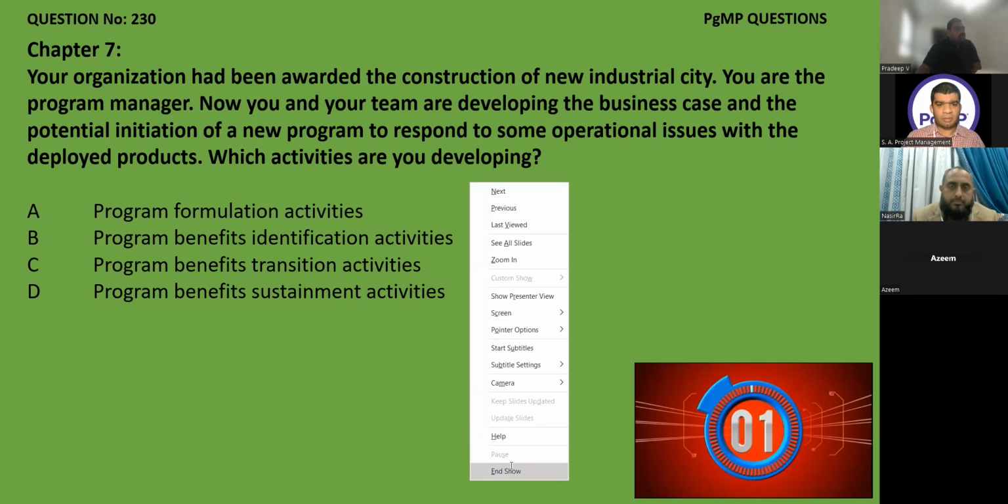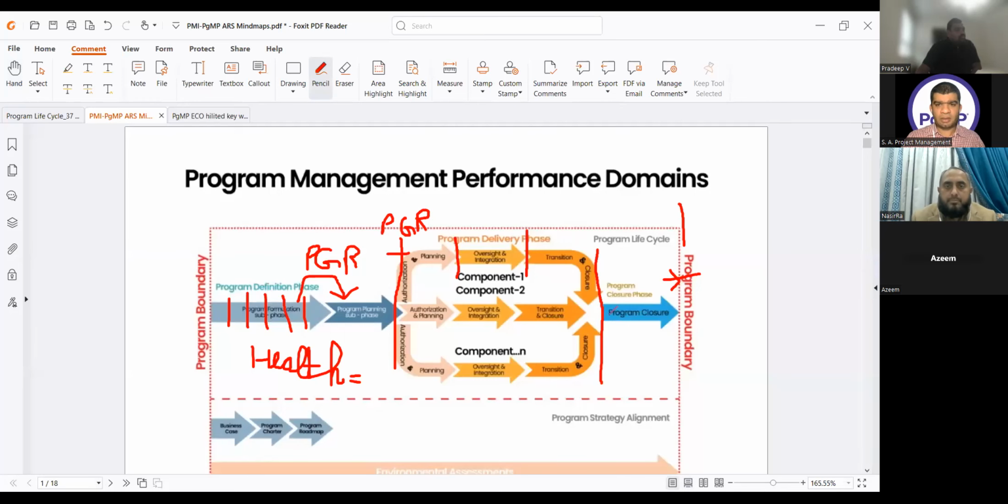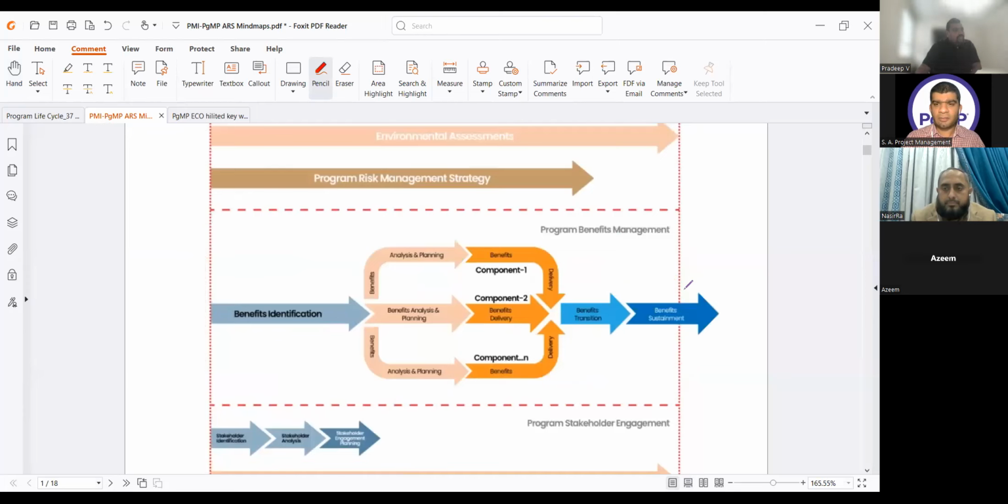Yes. So let me show you what Mr. Azim said. You see, we are talking about this thing, right? He said that you are talking about initiating a new program to address something under the operation issues. So the new program will be made here, but you and your team are doing the planning activities here. So benefit sustainment is the only thing which is looking into your program, where your program manager and the team are involved, and also at the operational issues.